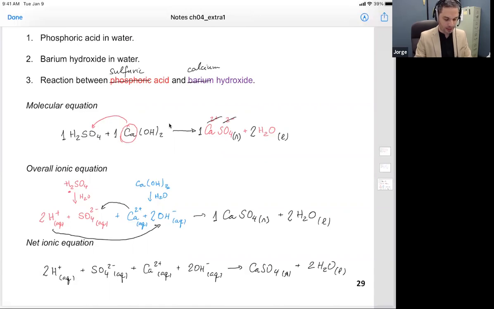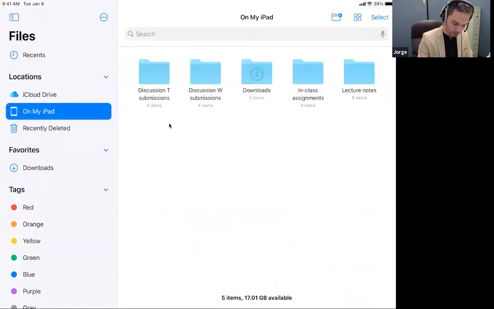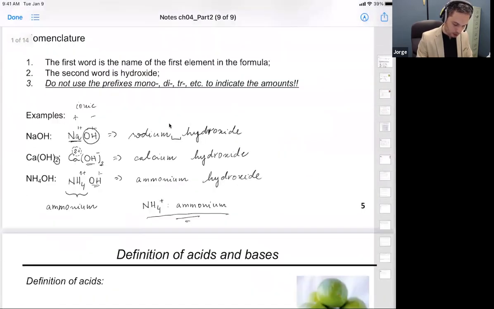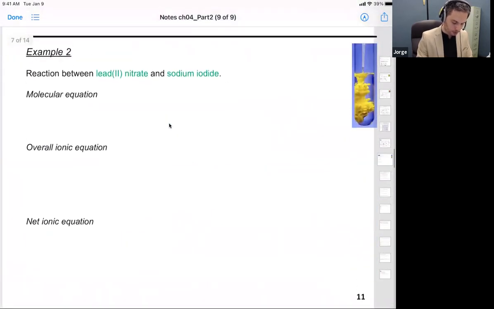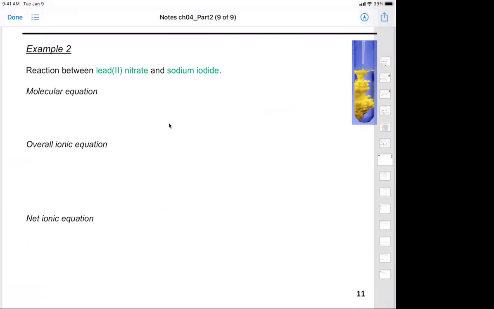So with that being said, let me go back to the normal flow of the lecture. Let's see here where we stopped. Okay. So reacting an acid and a base is a way to produce salt and water, usually a precipitate. Okay.